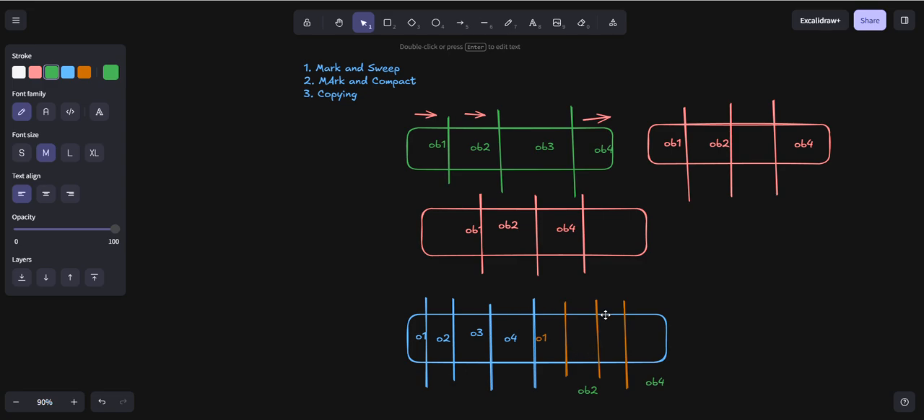So these are the three algorithms which are used inside the garbage collector.